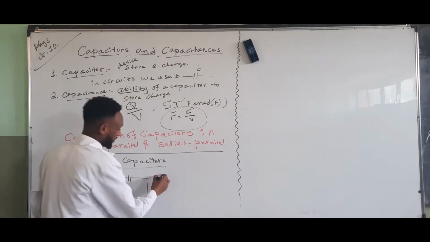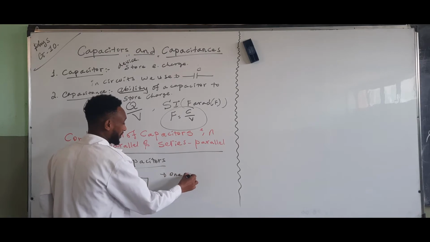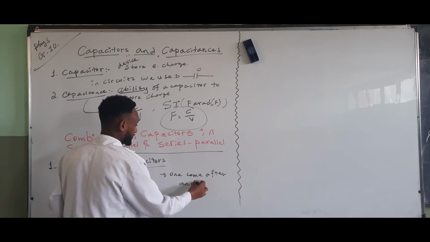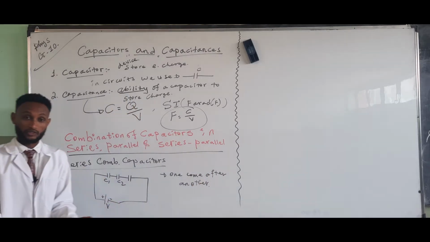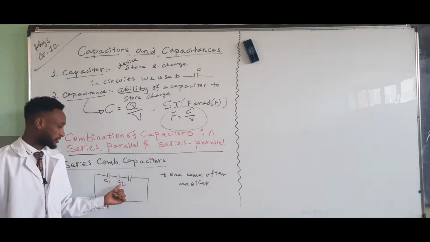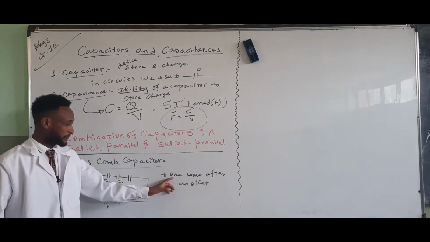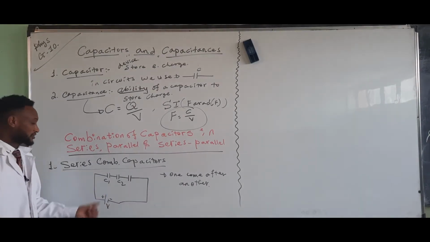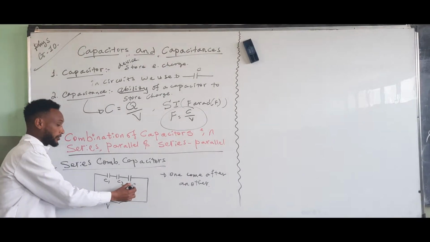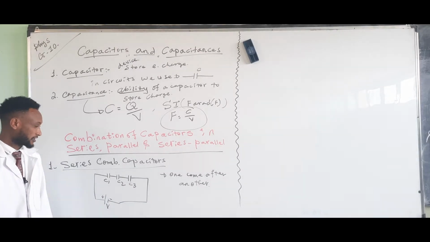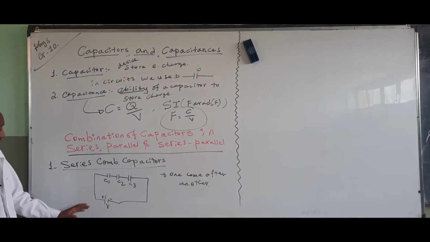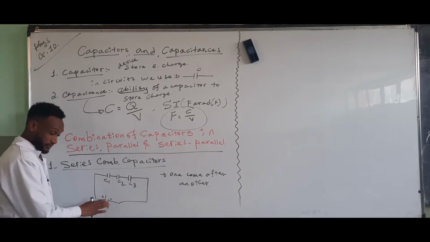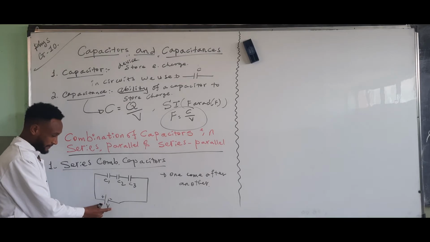That means if one capacitor comes after another, without any branch of the capacitors, such a combination is called a series combination of capacitors. Let's see that in this circuit we have an electromotive force, or a battery, or the potential source here.